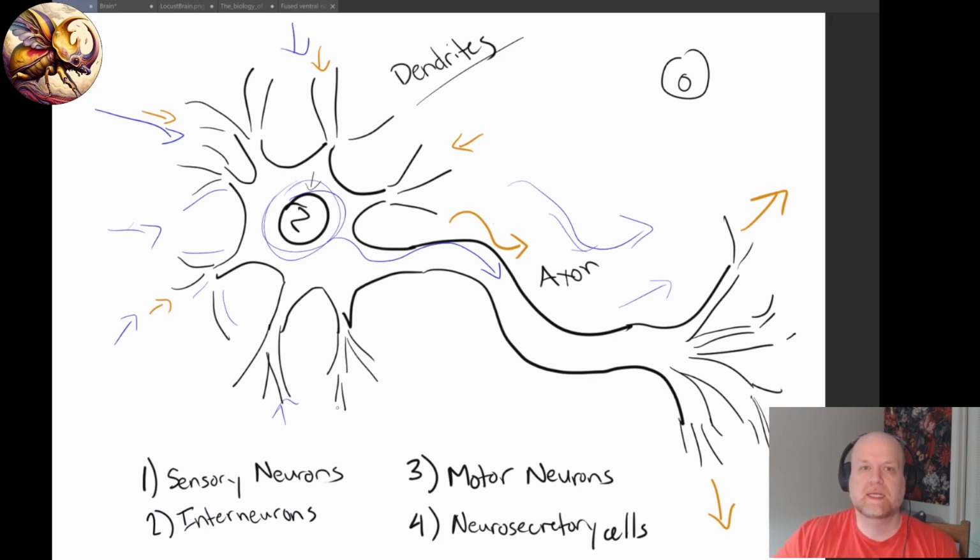There are four basic types of neurons within the insect brain, and this is also true for humans. There's the basic sensory neurons, which are the neurons which collect sense data from the environment and from the body of the insect itself. The most obvious ones would be the five big senses: sight, touch, taste, smell, and hearing.